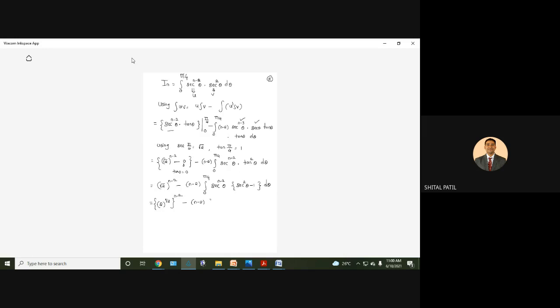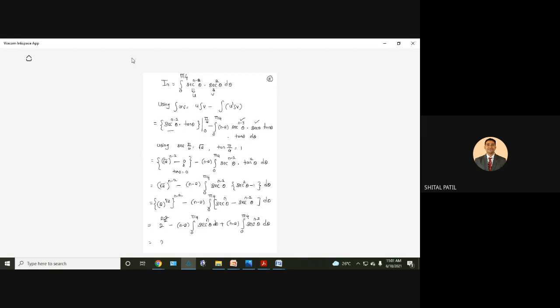n minus 2, integration from 0 to pi by 4 of sec raised to n theta minus sec raised to n minus 2 theta d theta. Okay, again simplify this. So 2 raised to n minus 2 divided by 2, minus n minus 2 times the integral from 0 to pi by 4 of sec raised to n theta d theta, plus n minus 2 times the integral from 0 to pi by 4 of sec raised to n minus 2 theta d theta, and now we can write them in terms of In.